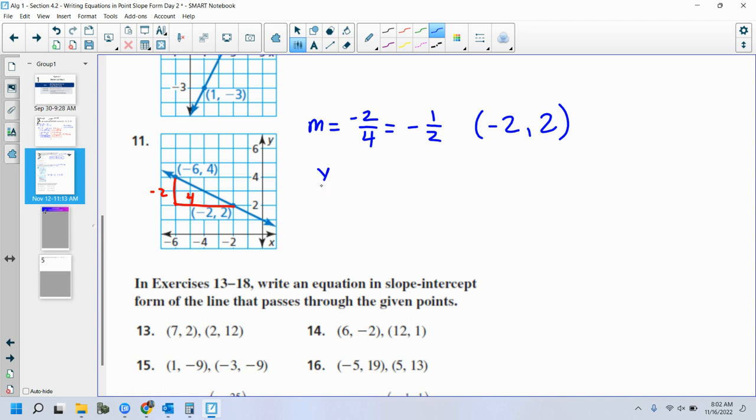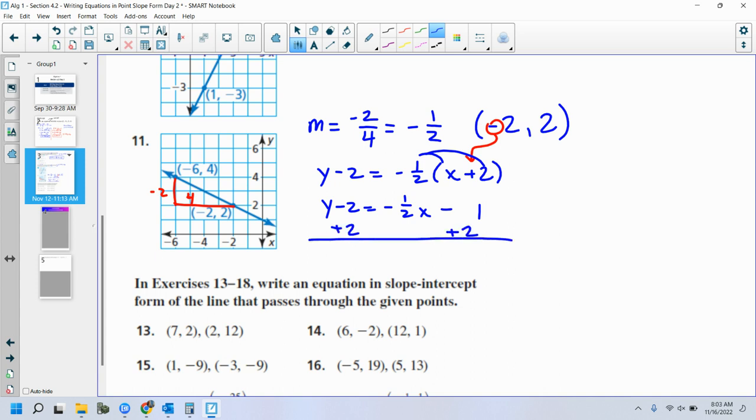Y minus 2 is equal to negative 1/2 x plus 2. Watch out for the plus 2. This negative has to make that a plus, right? It would have been minus a negative there. Be careful with that. So this is going to turn into y minus 2 is equal to negative 1/2 x. Okay, 1/2 times 2 is 1. Positive times a negative is a negative. Add the 2 over to the other side. Y is equal to negative 1/2 x plus 1.